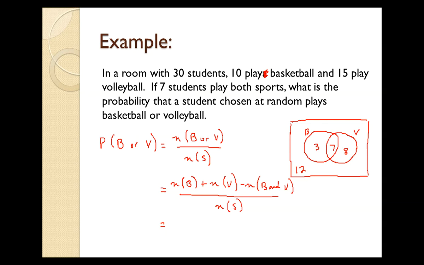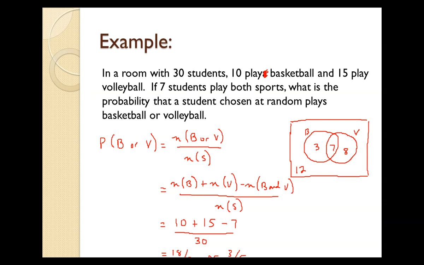So the number of students that play basketball, 10. Number of students that play volleyball, 15. But 7 people play both. We've counted them twice, so we subtract them off once, and there are 30 people in the class. So that's 25 minus 7. That's 18 out of 30, or 3 out of 5, or 60%, whatever you choose.